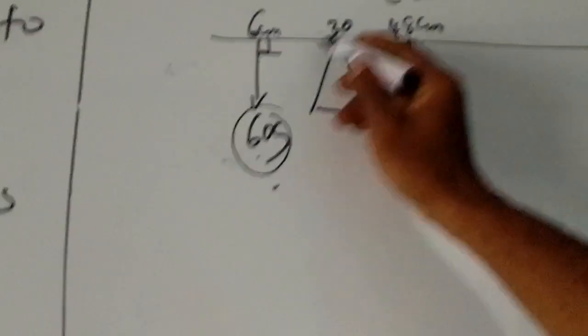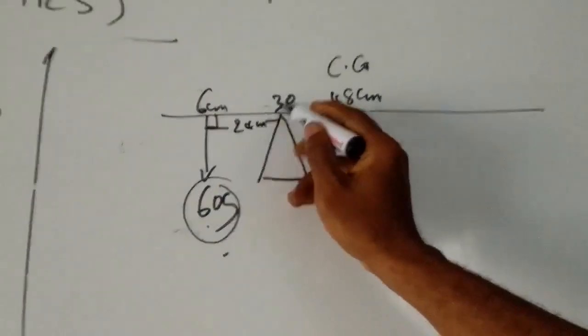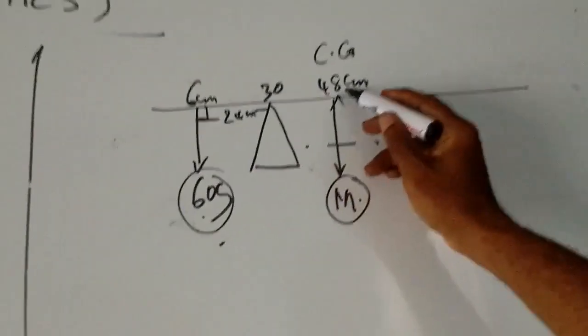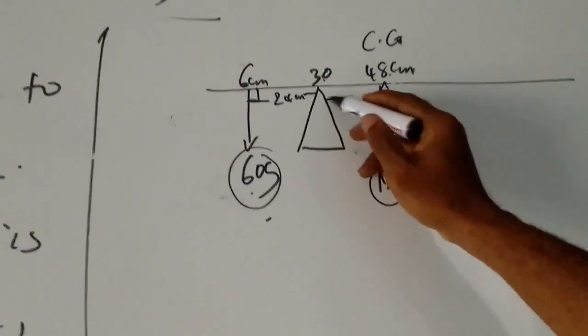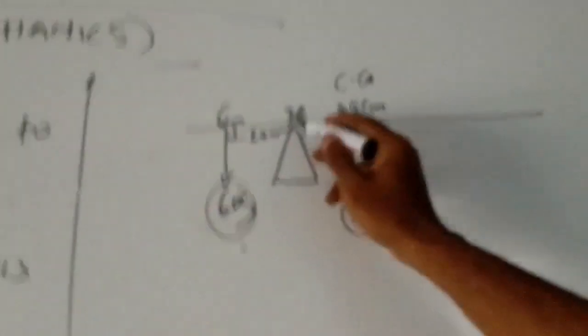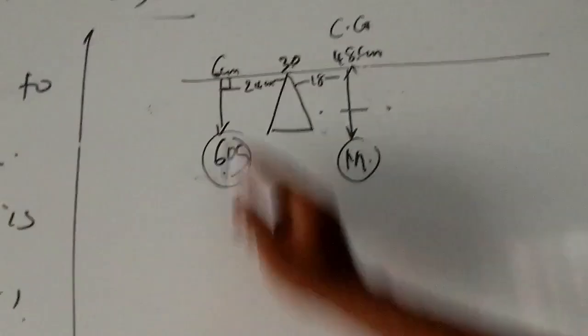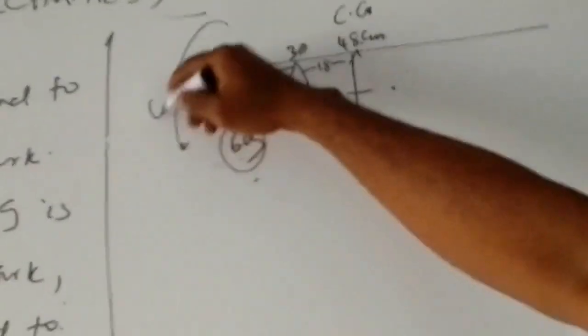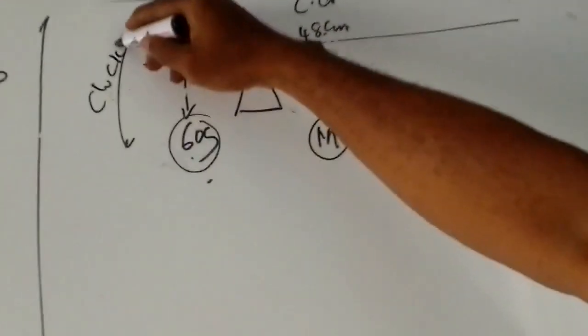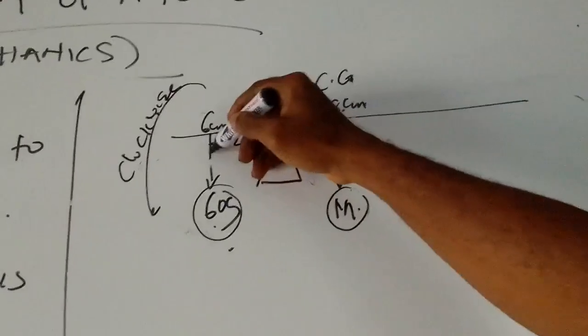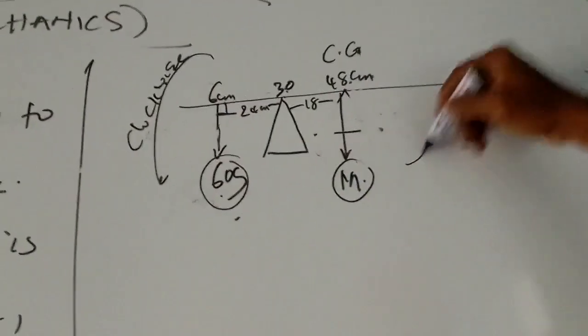From here to this point is 24, that is 30 minus 6. From 48 to this point is 18, that is 48 minus 30. If we rotate the rule this way and take this place as clockwise, then this weight goes down and this weight goes up as anticlockwise.